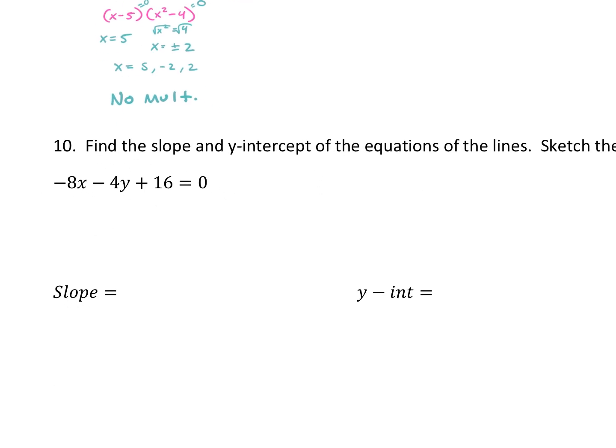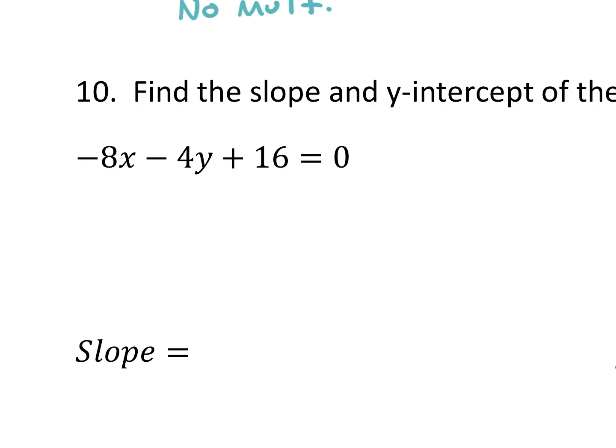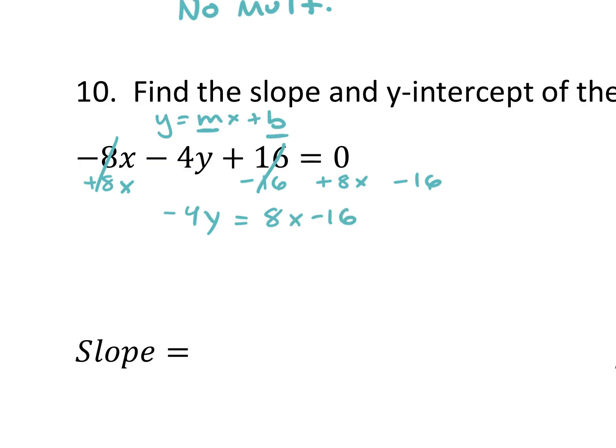All right, number 10, we want to find the slope and y-intercept of the equation of the line and sketch the line. So to find our slope, we want it to be in y equals mx plus b, because then we can clearly identify what our slope is and what our y-intercept is. So let's rearrange this equation. I'm going to add 8x, move it to the other side, and subtract 16. So negative 4y equals 8x minus 16. Divide by negative 4. So y equals negative 2x plus 4.